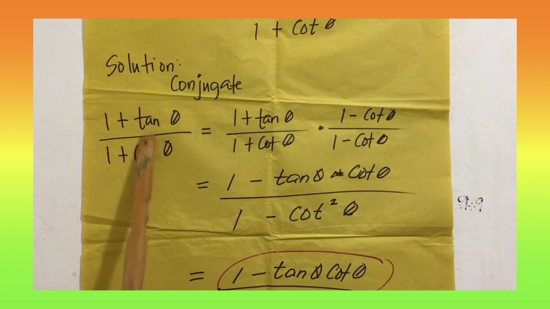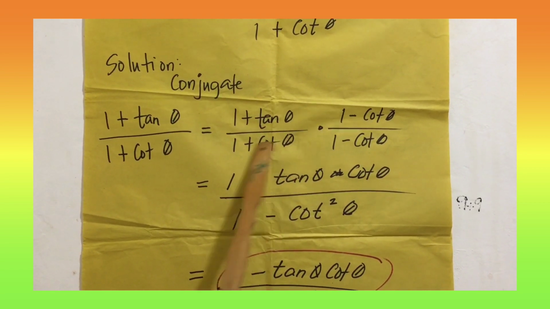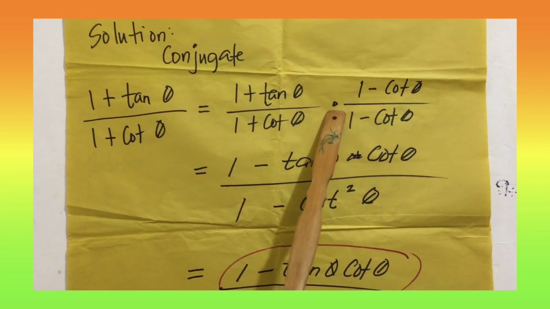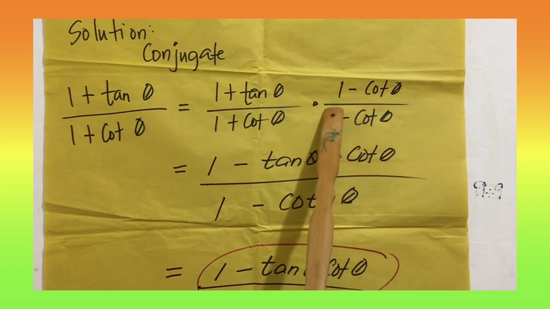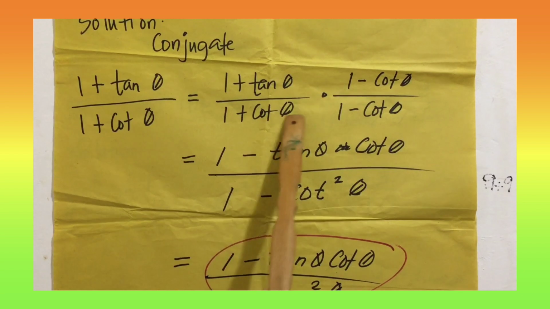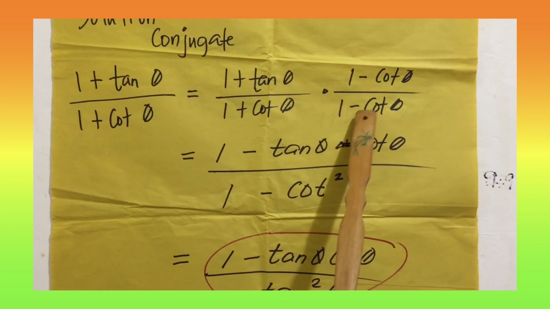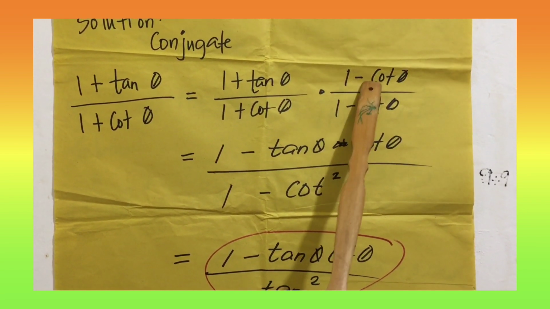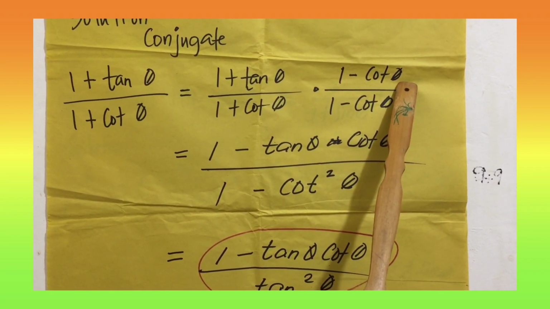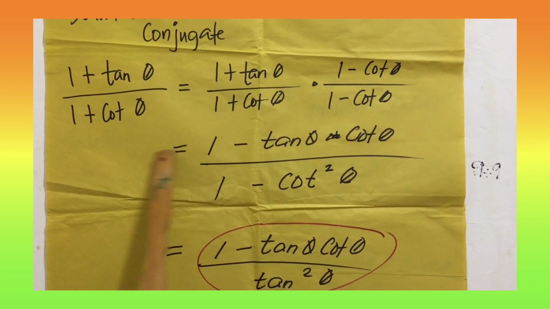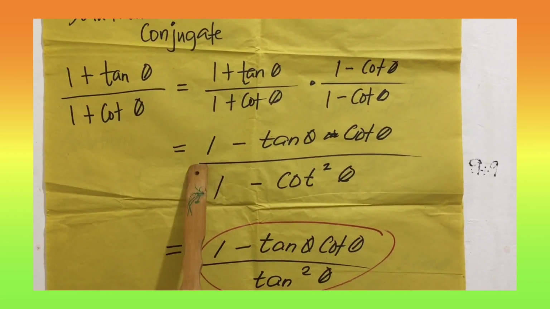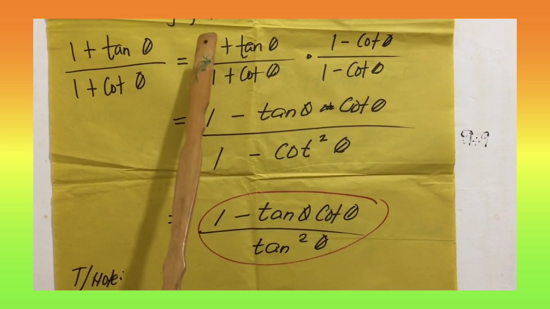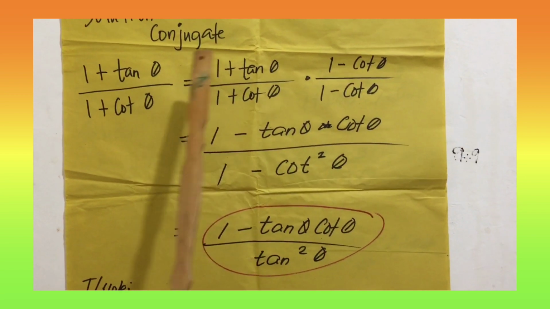Our first step is to copy first the question, 1 plus tangent theta over 1 plus cotangent theta. We have to multiply to the conjugate of a number, so we have all over 1 plus cotangent theta, the conjugate of this is 1 negative cotangent theta, and the numerator is also the same, 1 minus cotangent theta. Our next step is equal to, we're going to rewrite a division line here, and we're going to multiply the numerator directly to the numerator of the other side.